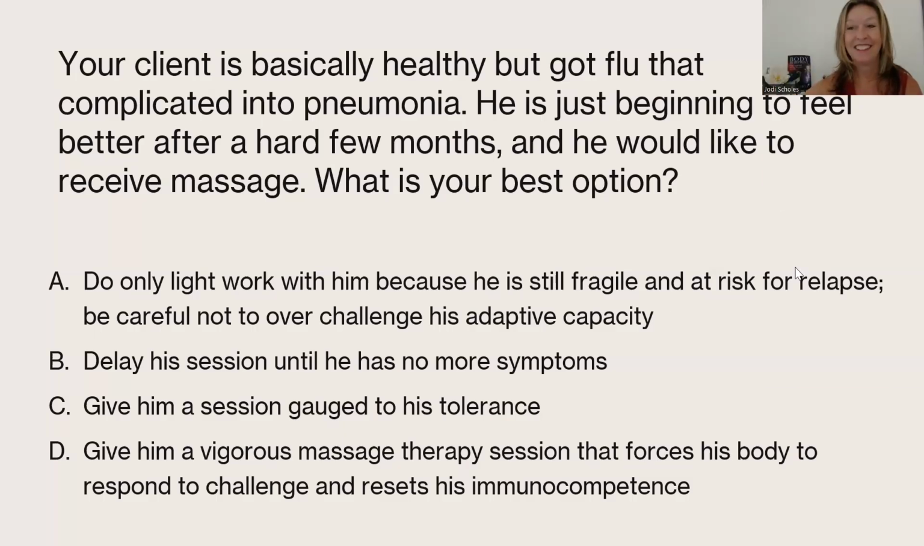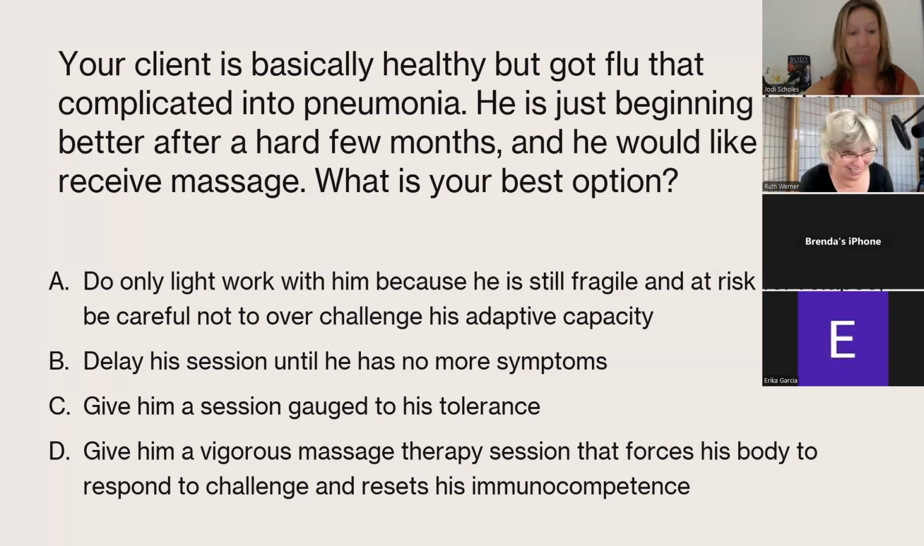Let's get rid of D. What we don't want to do with someone who's been sick is force his body to respond to challenge. Truthfully, sometimes that's appropriate, especially with sports massage, or if you've done any work with hydrotherapy and you want to do a hot cold flush or something like that. But this is not our guy, right? So we're going to get rid of D.